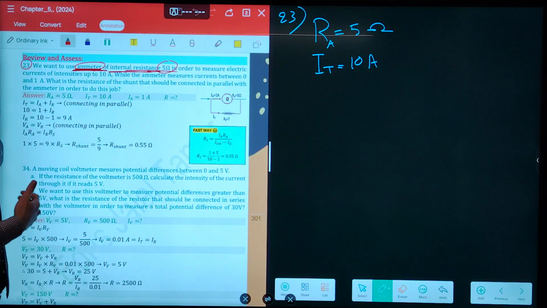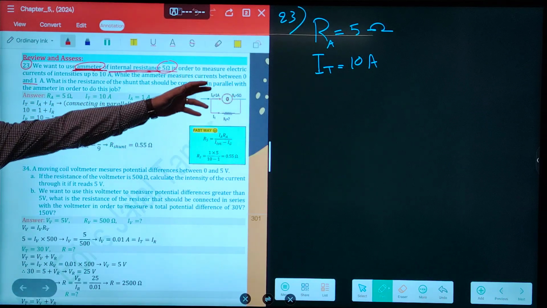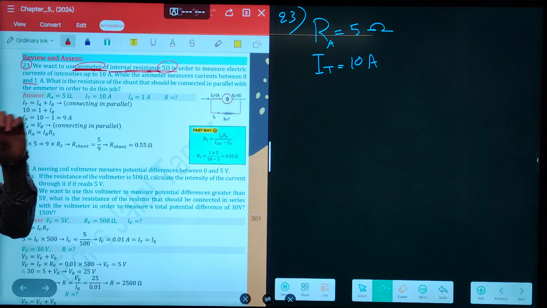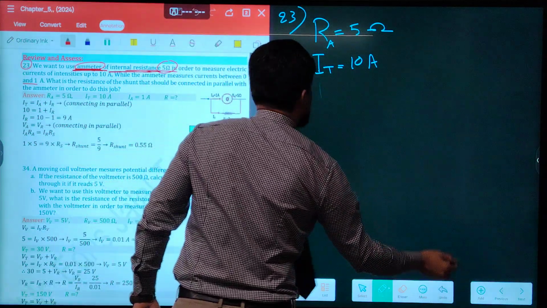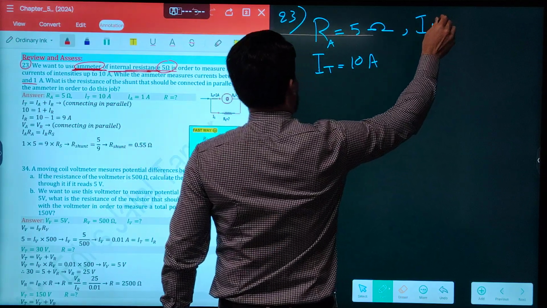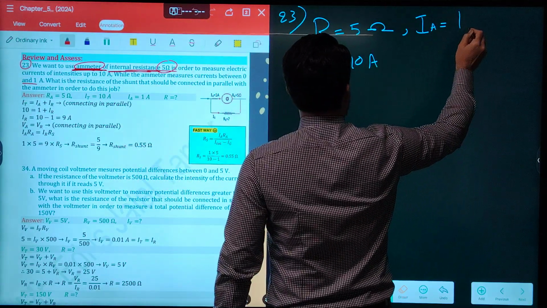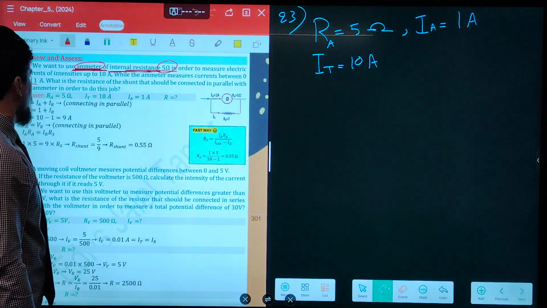While the ammeter measures currents between 0 and 1. What is the maximum current that can be measured by this ammeter? It is 1 ampere. IA, the current across the ammeter, is 1 ampere.